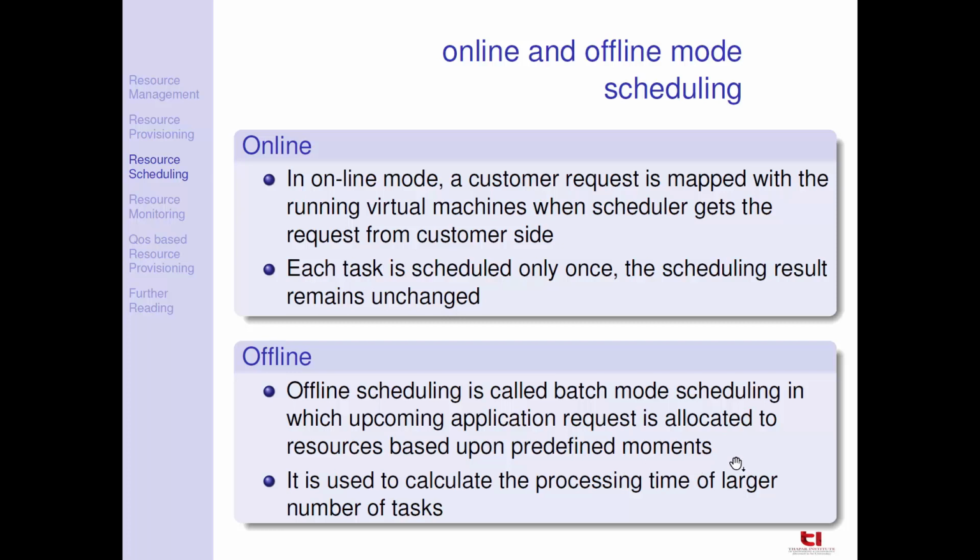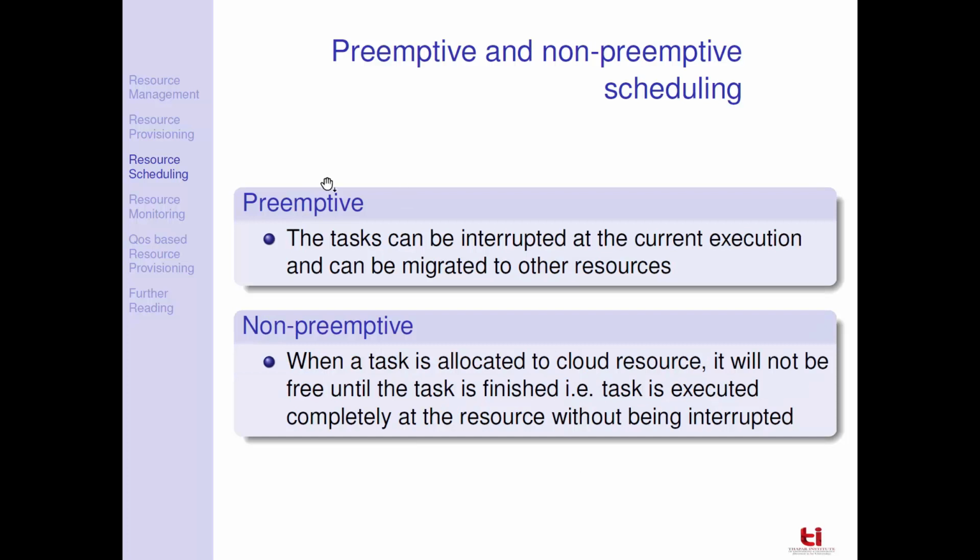And to do this, the entire previous history has to be stored and analyzed. So it is used to calculate the processing time of a large number of tasks. Then there is preemptive or non-preemptive scheduling. In preemptive scheduling, the task can be interrupted at the current execution and can be migrated to other resources.